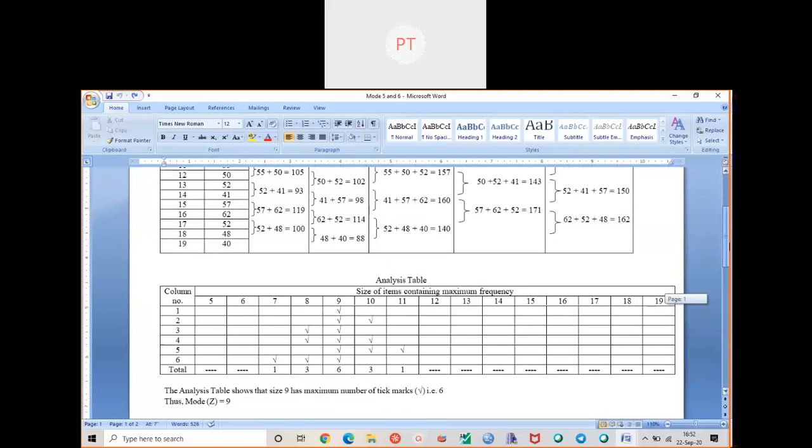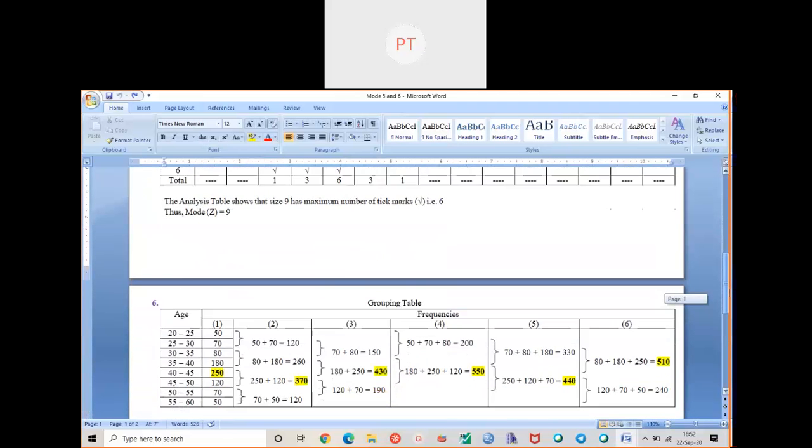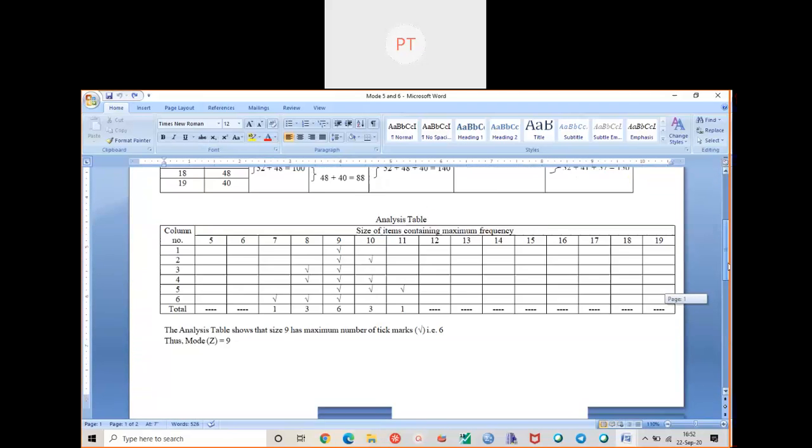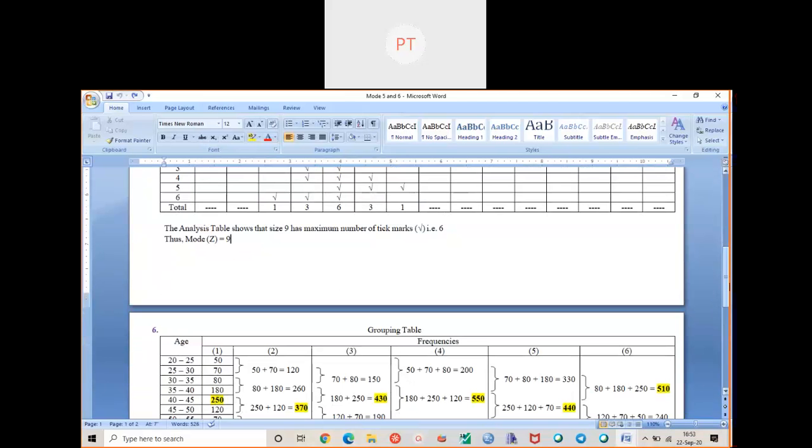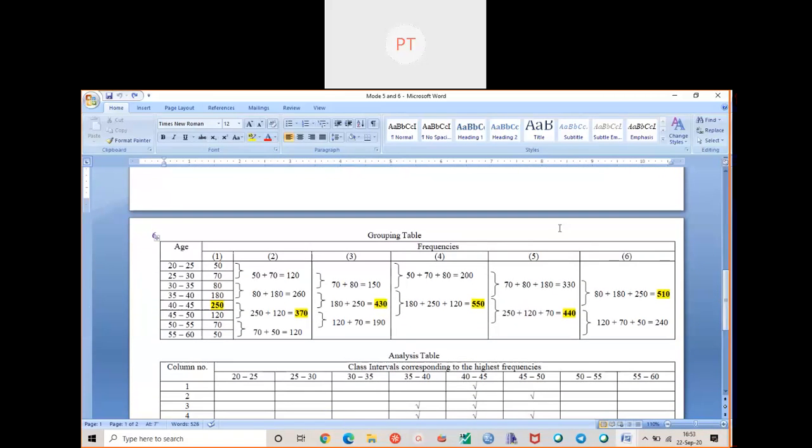Now moving towards question number 6. It is the same as the way we prepared this grouping table. Column number 1 is a normal frequency. Column number 2 is the sum total of the first and second frequency.